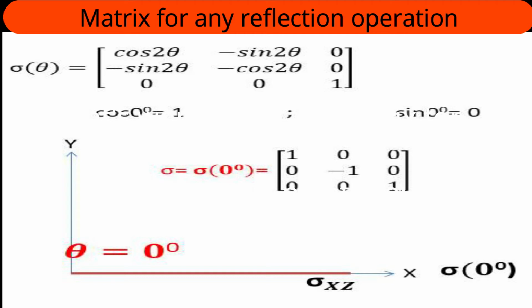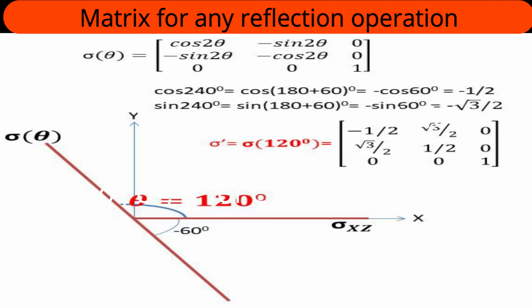Let us derive the other planes present in the C3V point group. Here a plane sigma dash is represented which makes an angle of 120 degrees to the xz plane. Two ways are there to describe the angle. If I move in an anti-clockwise direction, I'll cover 120 degrees and I will meet the sigma dash plane.